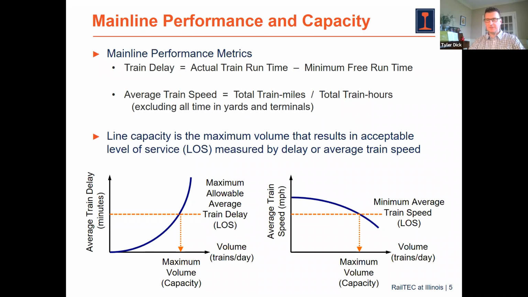So quite a bit different procedure than what we do in structured operations, where there's a much more formal process of analyzing the timetable to calculate line capacity.